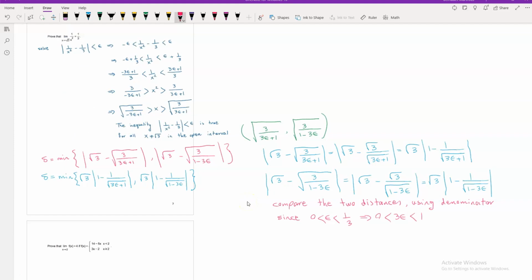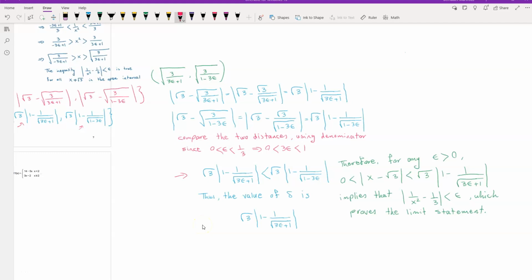So after we simplified, now we have to compare these two distances that I have here for delta. So using what we have here in the denominator, based on that epsilon is between 0 and 1/3, that implies that 3 times epsilon is between 0 and 1. So that means what we have here on this part, this one on the left, is less than what we have here on the right side.